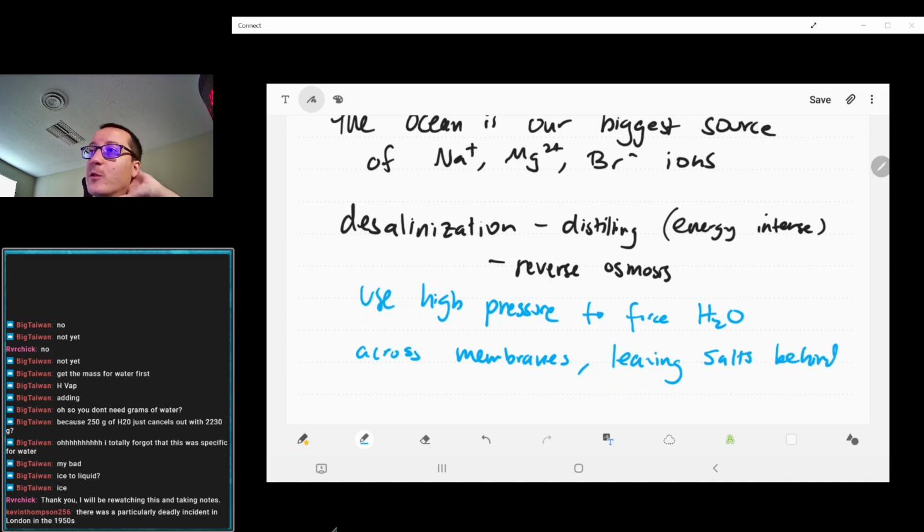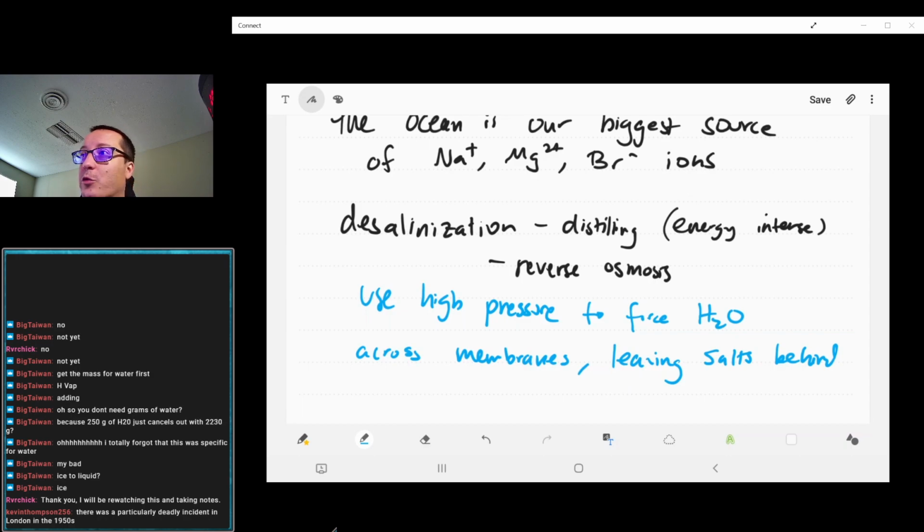So normally osmosis, as we talked about, is water going from an area of low concentration to high concentration. Reverse osmosis is the opposite process. So we talked about osmotic pressure, right? That's the pressure of the water that wants to move. So if you apply more than the osmotic pressure, you get the water to move the opposite direction. And so you can force water to go towards a lower and lower concentration of salts, thereby purifying the water.